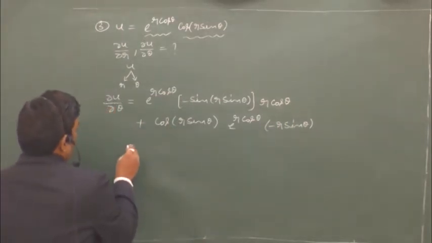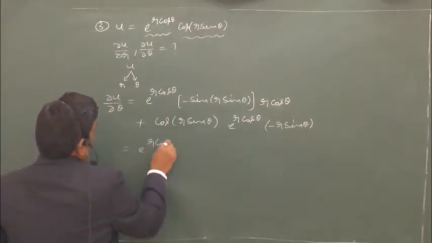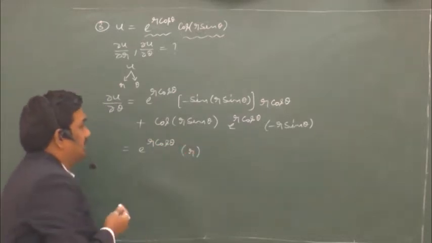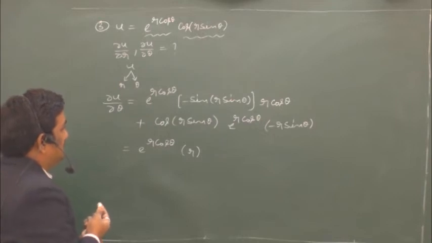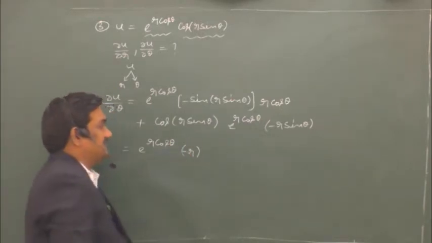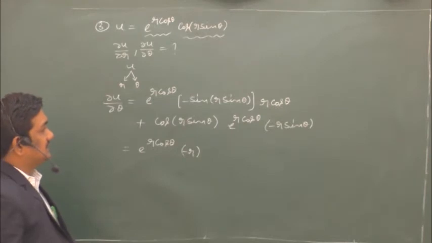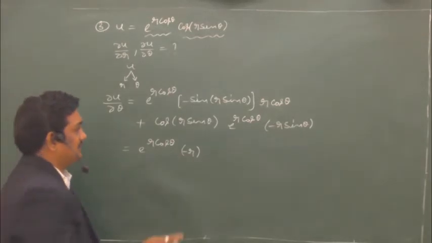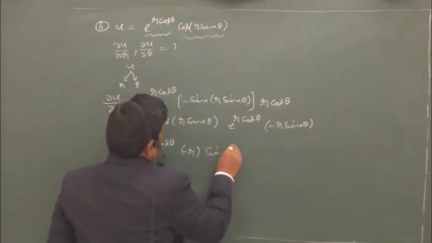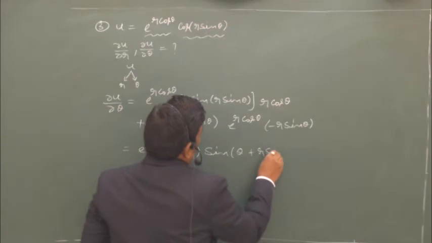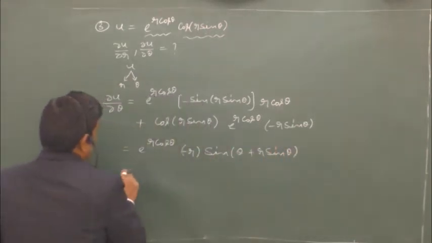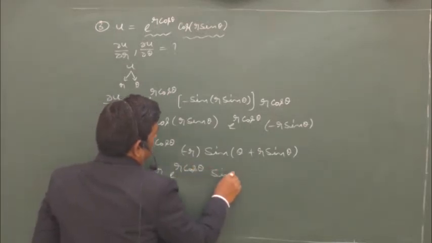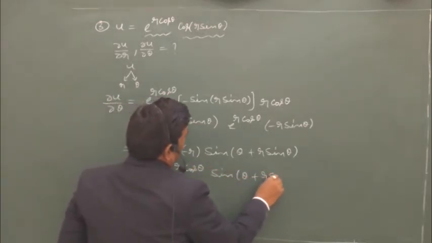Now you can take e power r cos theta common, and minus r is also common. The remaining is of the form sin A cos B plus cos A sin B, it will be sin of A plus B. So it is sin of theta plus r sin theta. Now the final answer is minus r into e power r cos theta sin of theta plus r sin theta.